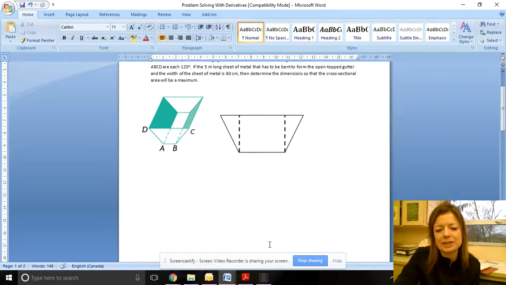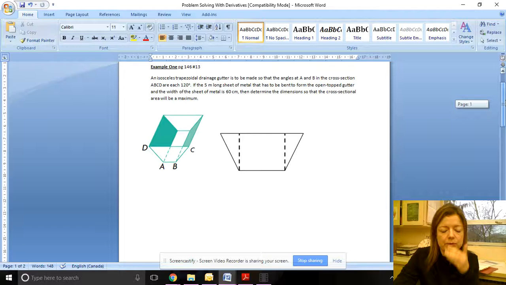So these are both from your textbook. And I just wanted to work them out for you so you can see the logic, and hopefully just seeing more examples will help you as you continue to optimize.